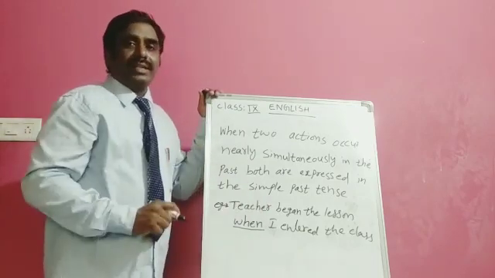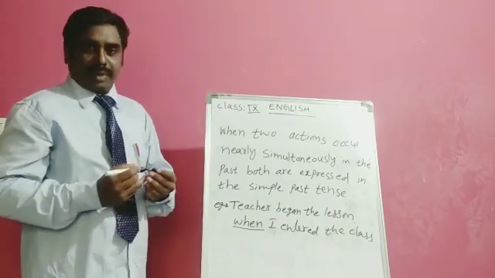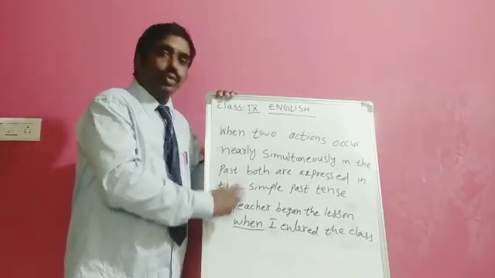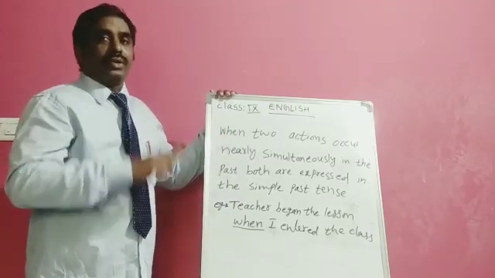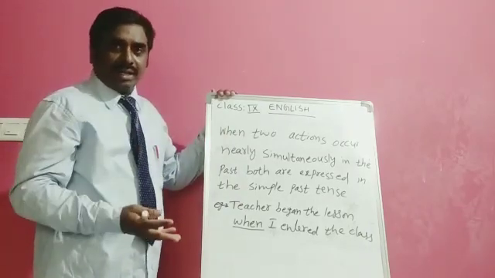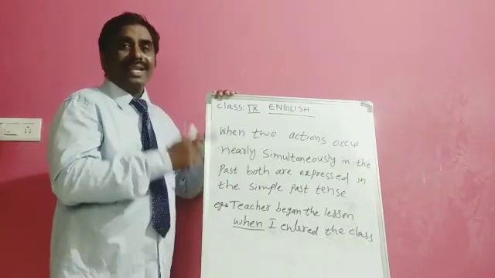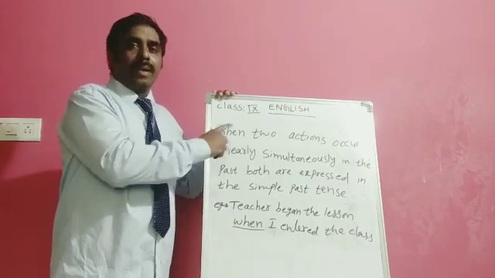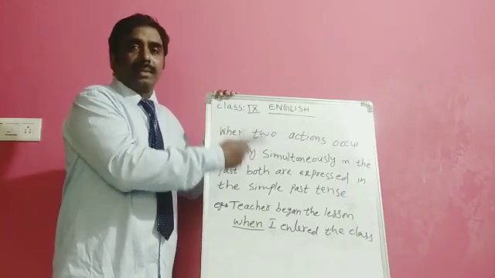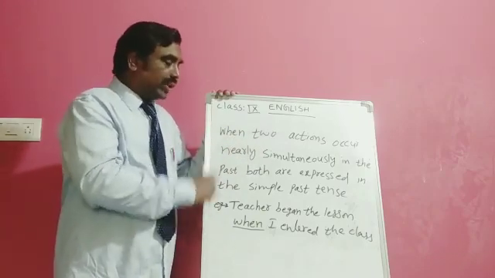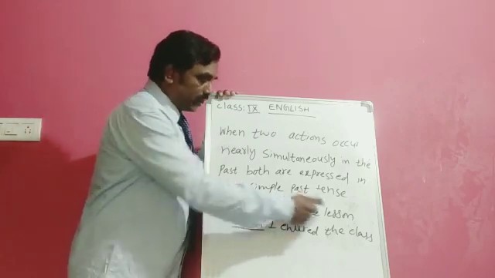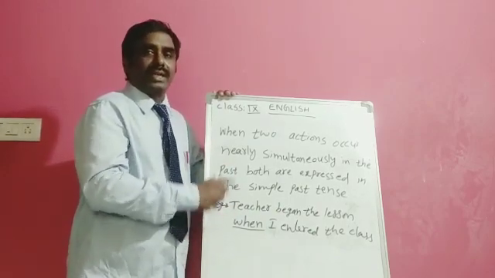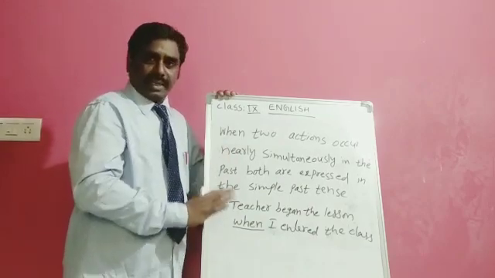So what did we understand? When two actions are finished simultaneously, we should use only simple past tense. And if the two actions were completed one after another, we must use past perfect tense and simple past tense. In the previous examples, the past perfect tense was used for the action completed before some other past action. So if the two actions are completed at the same time, we must use simple past tense only. We should not use past perfect tense when the two actions take place at the same time.